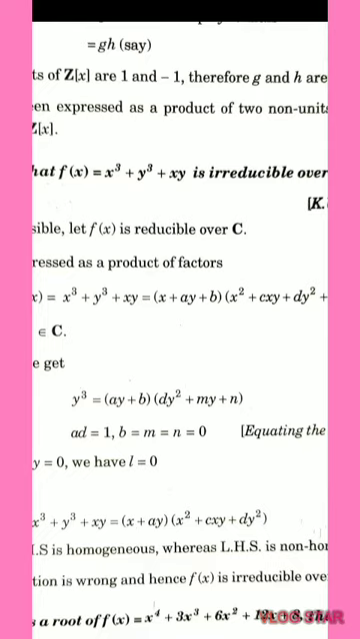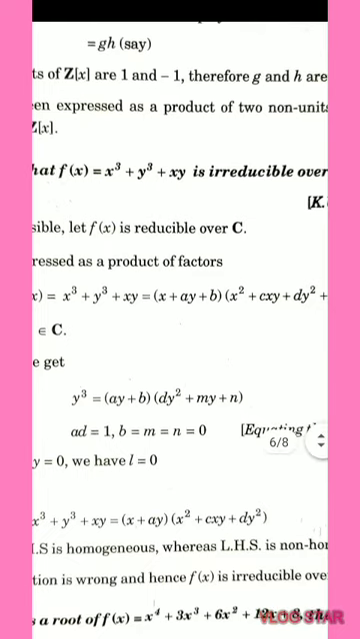So मान लेते हैं कि वो reducible है. Reducible है तो इसके factors बना सकेंगे. So x cube plus y cube plus xy is equal to x plus ay plus b into x square plus cxy plus dy square plus lx plus my plus n, where all a, b, c, d, l, m, n belong to the complex numbers. Now, for x equal to 0, we get y cube equal to ay plus b bracket में dy square plus my plus n.